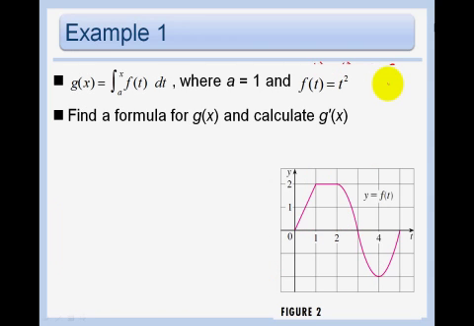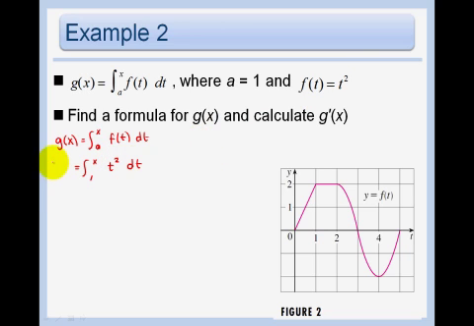Example 2 says g of x equals the integral from a to x of f of t dt, where a equals 1 and f of t equals t squared. Find a formula for g of x and calculate g prime of x. All right. g of x equals the integral from a to x of f of t dt. a is 1, and f of t is t squared.